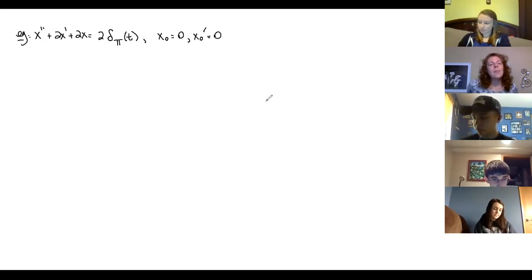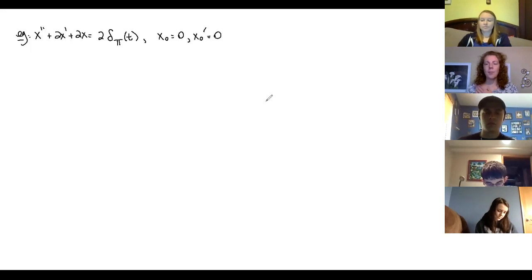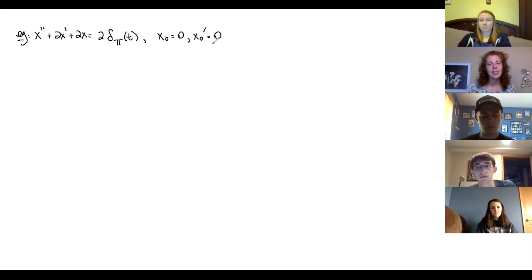x double prime plus 2x prime plus 2x equals 2 delta sub pi of t, x naught is 0 and x naught prime is 0. One more time, analyzing the motion that we have. So first of all, x naught is 0, which means the object starts at equilibrium. It's not stretched or compressed. x naught prime is 0, so the object starts with no initial velocity whatsoever, moving back and forth.